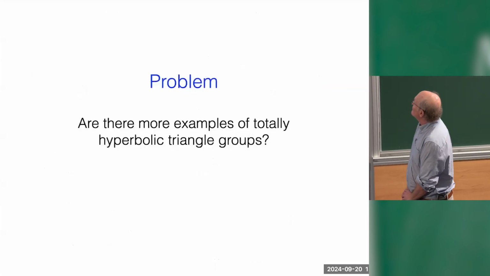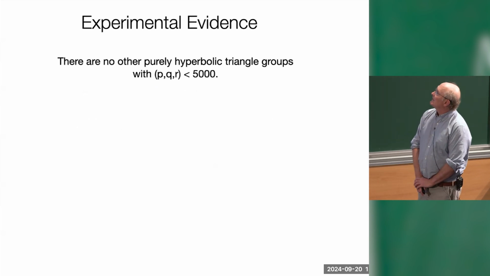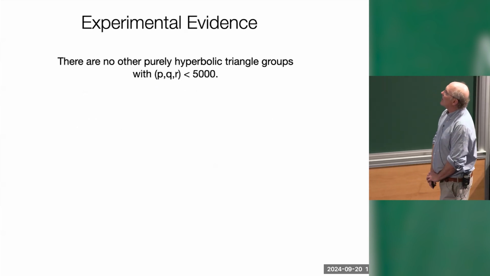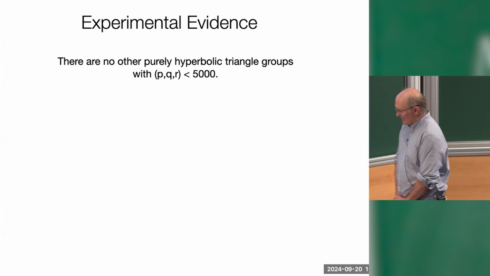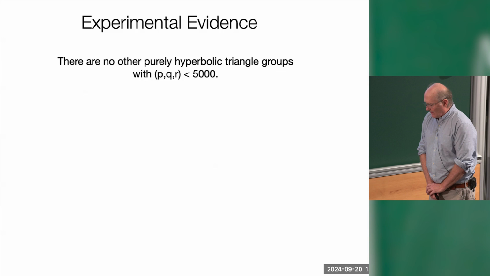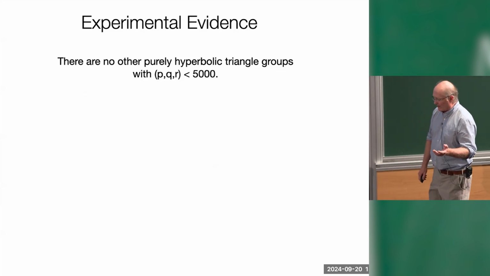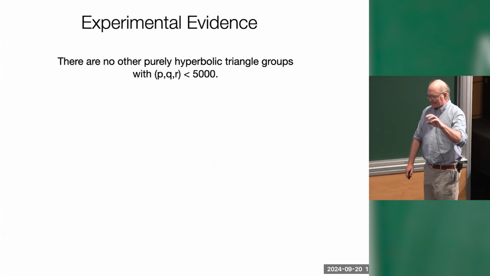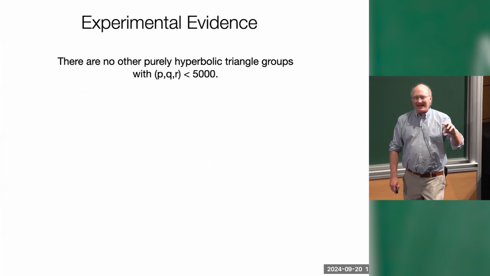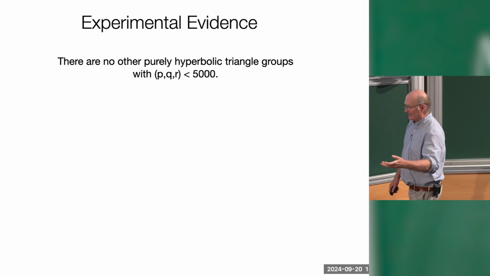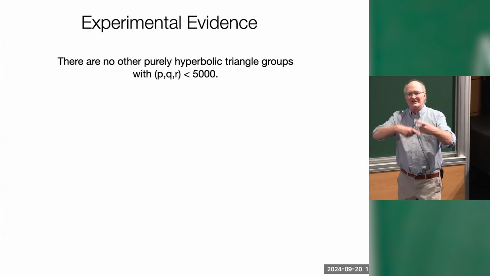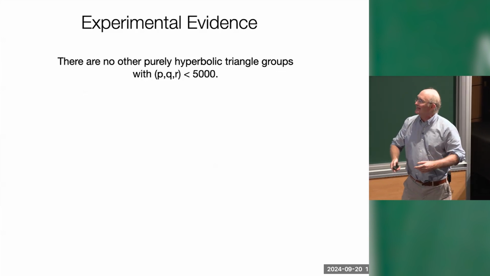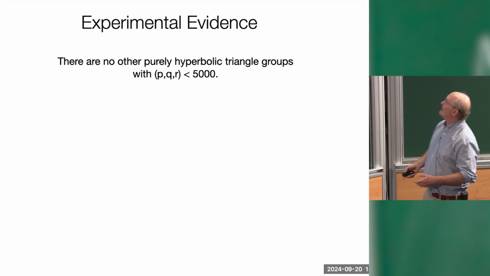Well, there's some experimental evidence. I checked that there are no other purely hyperbolic triangle groups with P, Q, and R less than 5,000. Now, if you think about all the triples of numbers where P, Q, and R are less than 5,000, that's about 1 billion. And then you have to take the greatest common divisor of those numbers. That's really big. And then you have to look at all the rational numbers with that denominator. And that's basically 1 billion times 1 billion.